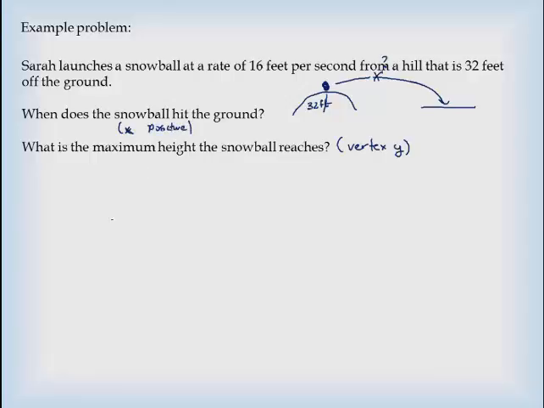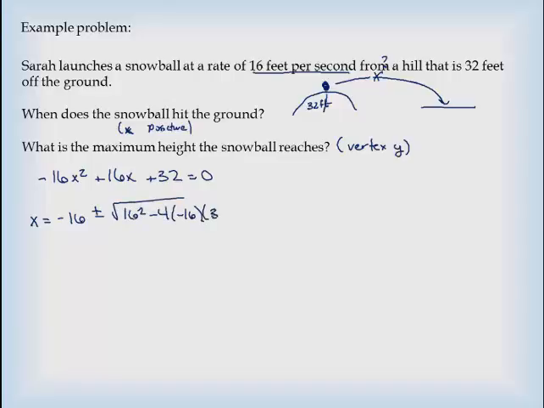Okay, so if we set up our equation, we have negative 16x squared plus 16x, because it's 16 feet per second, plus 32 equals 0. I'm going to plug this into the quadratic formula, and I will have negative b plus or minus the square root of b squared minus 4 times a times c, all over 2 times a.